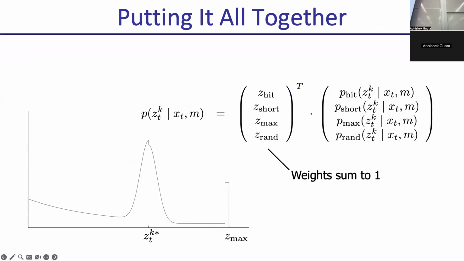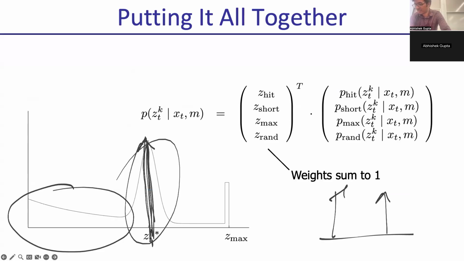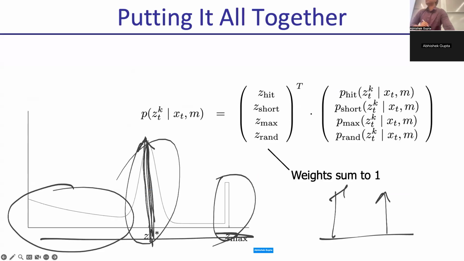So you can see that this is the local measurement noise, this is the sensor failure, this is the uniform, and this is the unexpected obstacles, right? If I was not being probabilistic, this would just be a point, 100% likelihood to be around here, right? But because I'm modeling failures in my LiDAR, I'm going to consider these 4 types of failures: local measurement noise, unexpected obstacles, sensor failure, and random measurements. And that's going to give me my probability function.